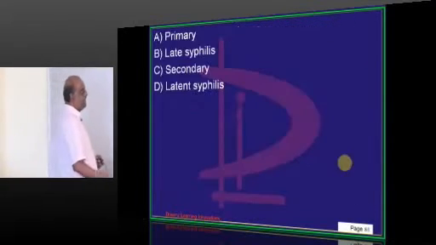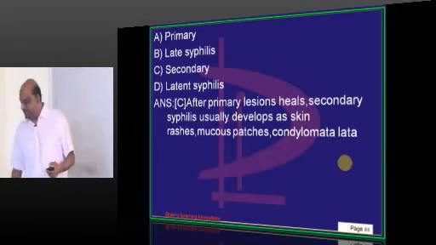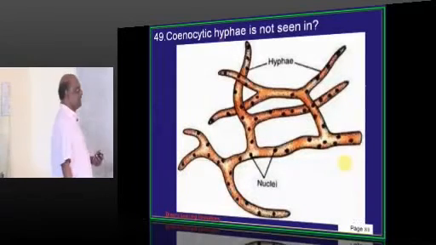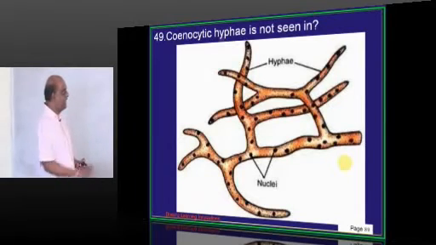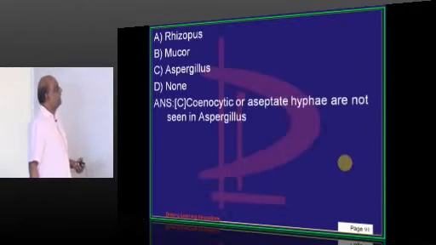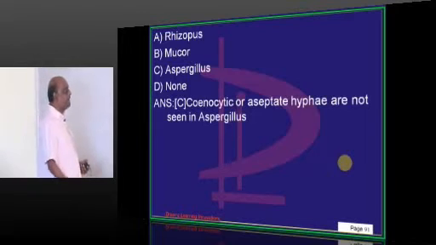At what stage of syphilis do you find the mucocutaneous lesions? Secondary syphilis is the time where you have mucocutaneous lesions. Coenocytic hyphae, as you can see here. Where do you see them? Typically in Aspergillus, you find coenocytic and aseptate hyphae.